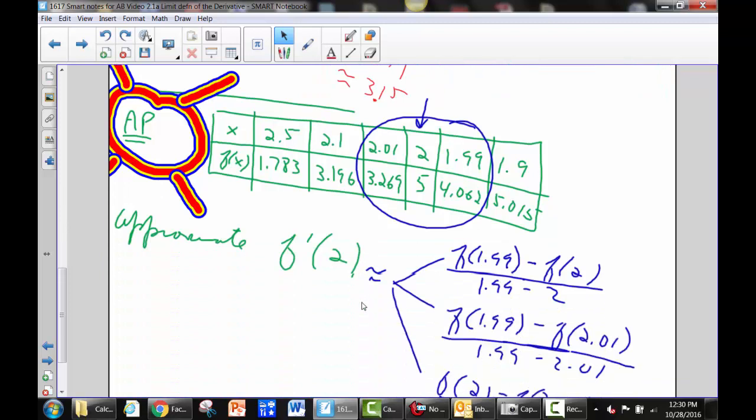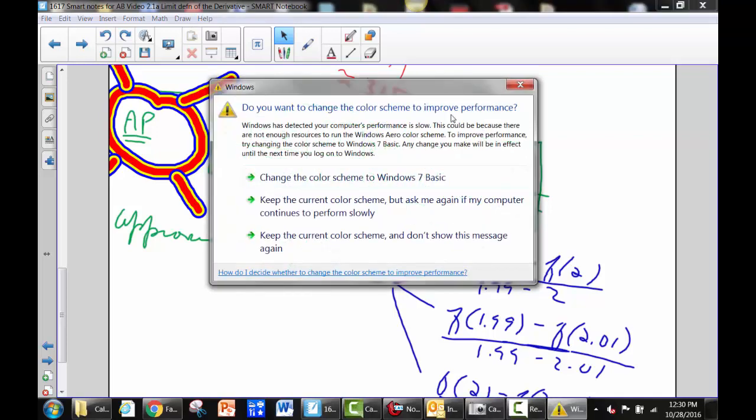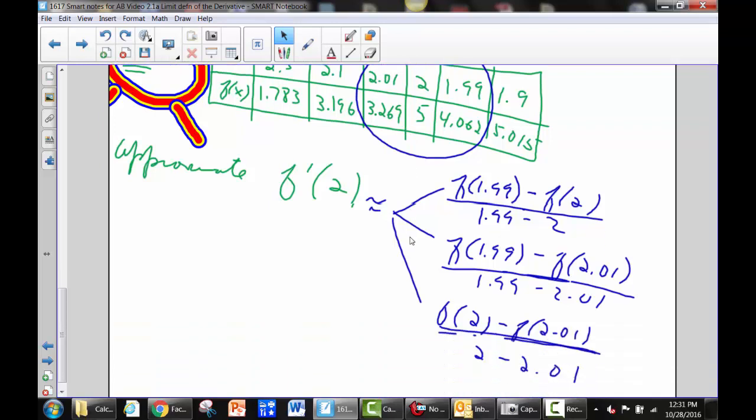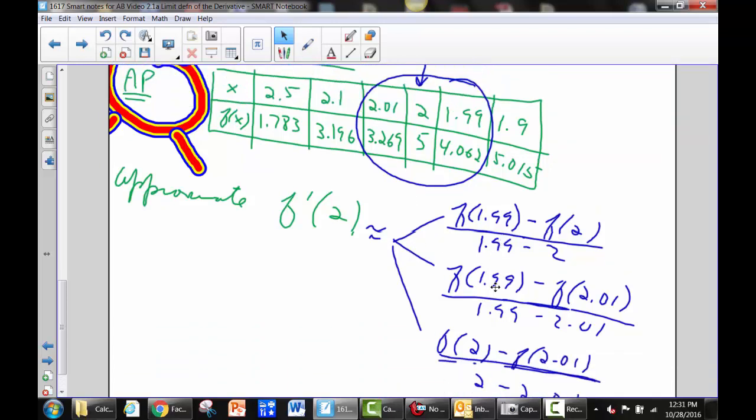Now, the AP is not going to be as kind. They're not going to give you the function. They're just going to give you a table of values, and they're going to ask you, given these values of x and the corresponding values of f of x, to approximate f prime of 2. Okay, remember 5 is f of 2. We're looking for an approximation of f prime of 2. So you have a choice here. You can either use these 2 points, or these 2 points, or these 2 points. Any one of those will give you a good approximation. Of course, they will not give all 3 identical answers, but they'll all be close to each other. But it is very easy to do.